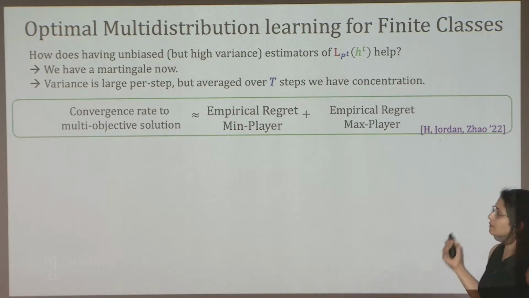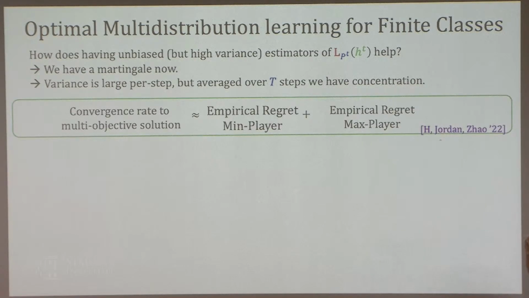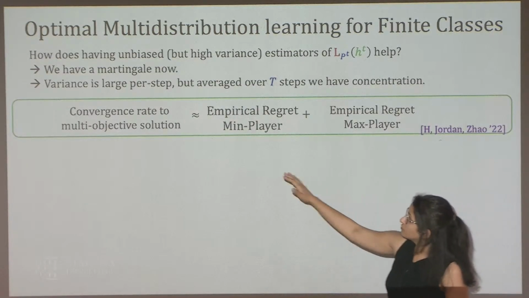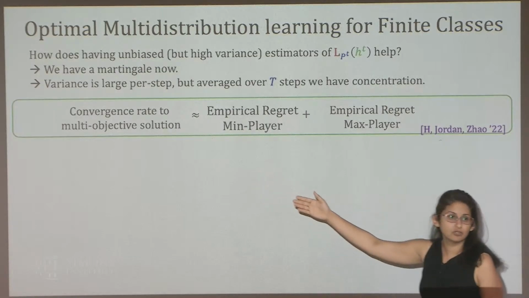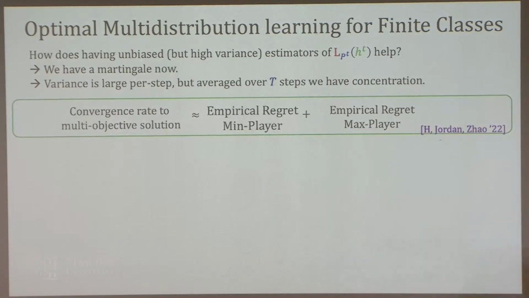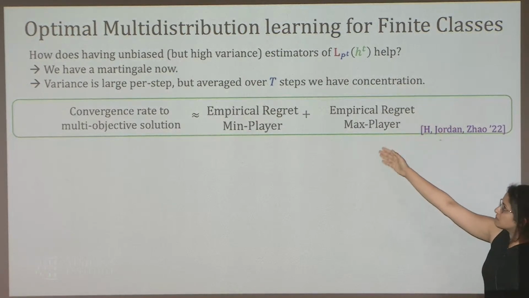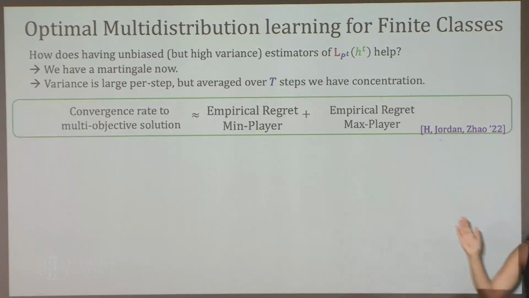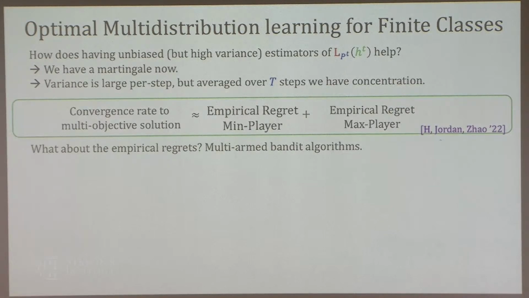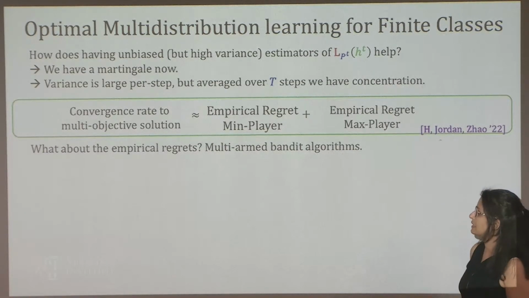So essentially what this allows me to do, and there are versions of this that were known before as well, is that the convergence rate you get to multi-objective learning if you play two no-regret algorithms against each other is approximately the empirical regrets of these two, okay? Because you pay the martingale concentration. But it's great because empirical regret is something I understand, I can deal with. In fact, this is telling me that I just need to control empirical regrets that come from multi-armed bandit algorithms.